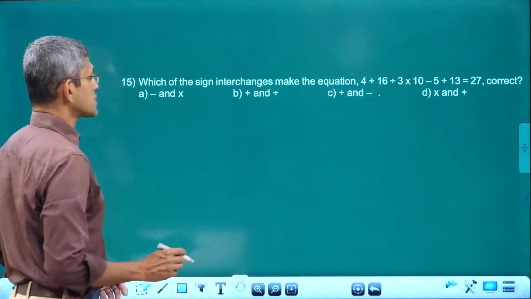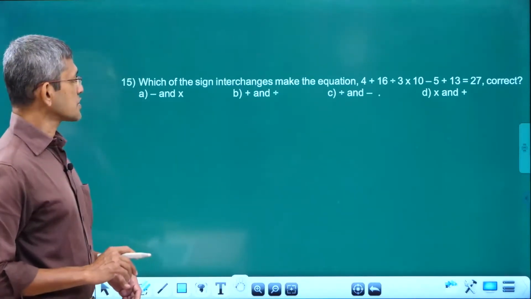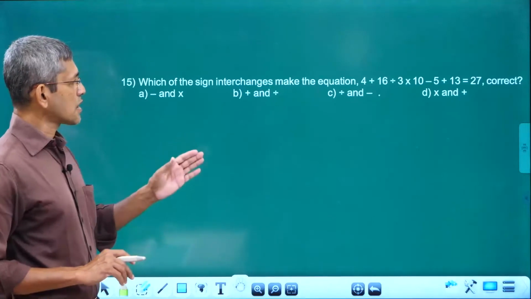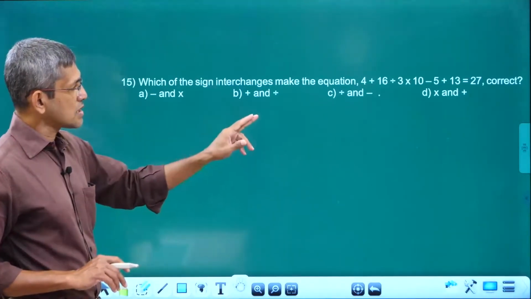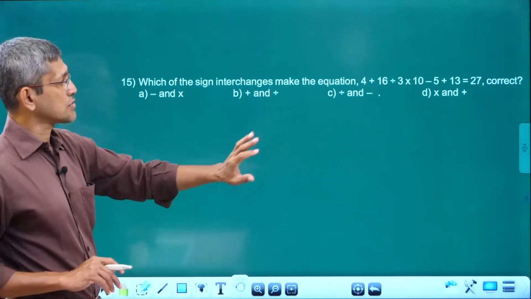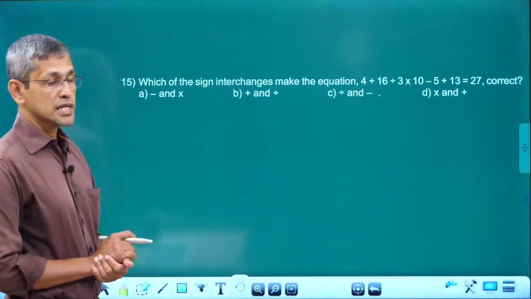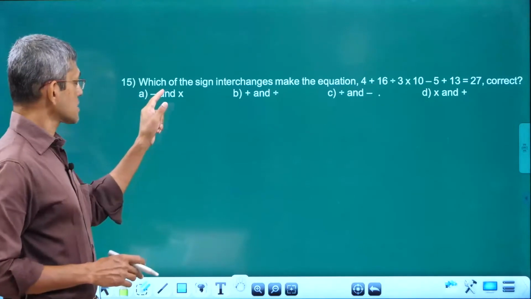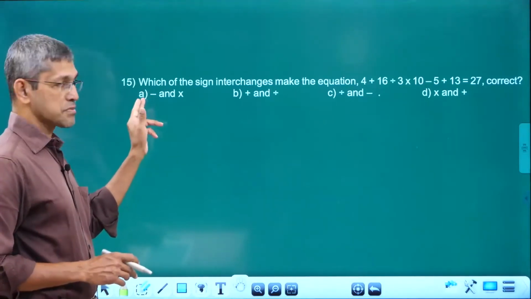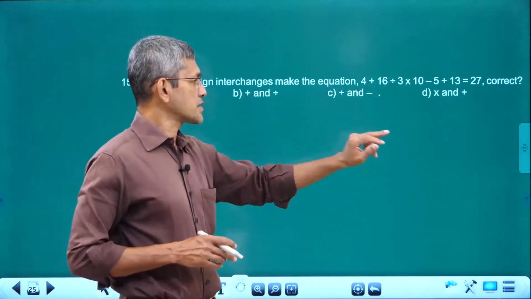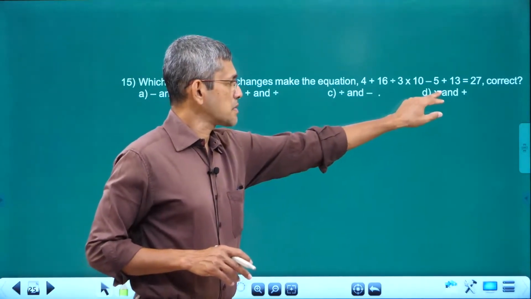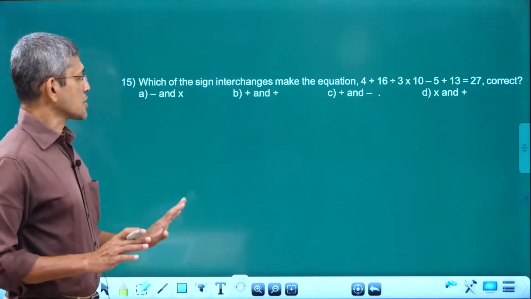Now 15. Which of the sign interchanges make the equation 4 plus 16 divided by 3 into 10 minus 5 plus 13 equal to 27 correct? So sign interchanges, we have minus and into, so it is subtraction and multiplication, addition and division, division and subtraction, and this is multiplication and addition. So that is what it is.